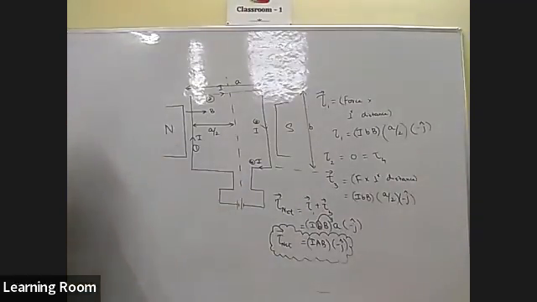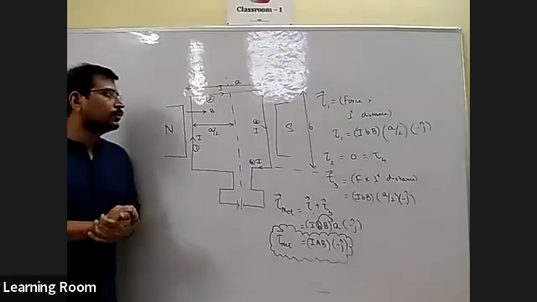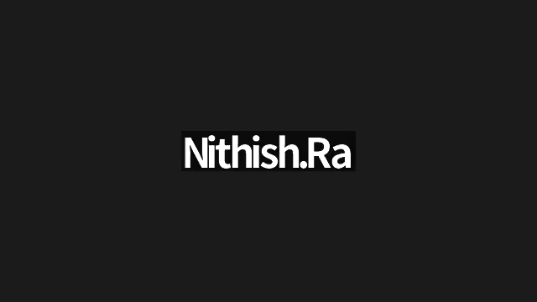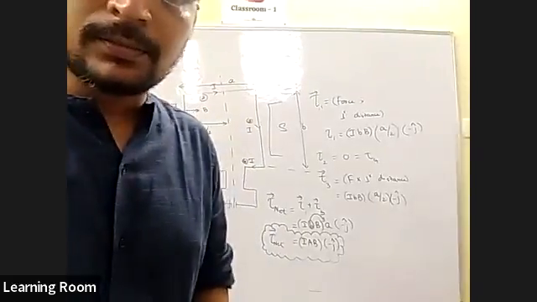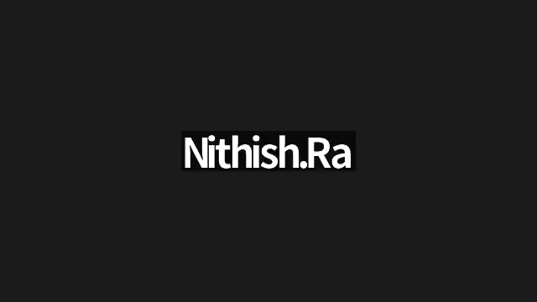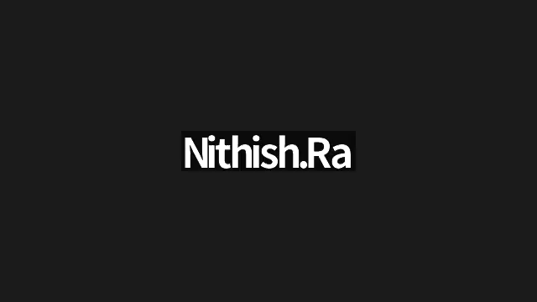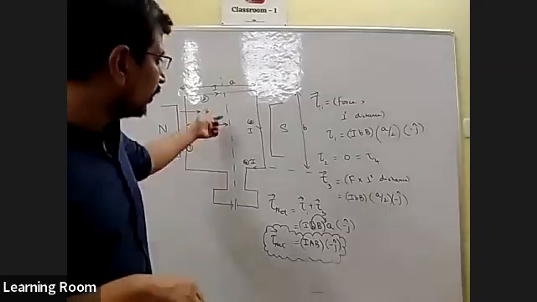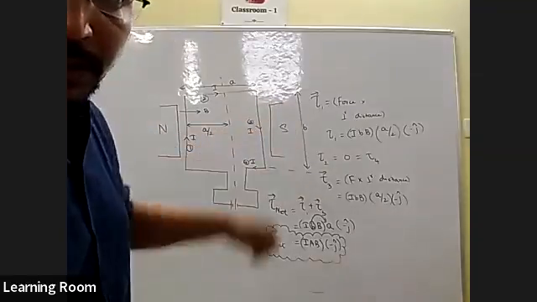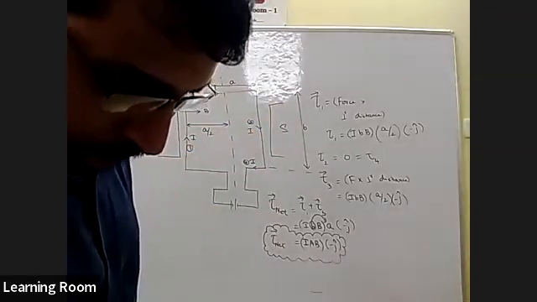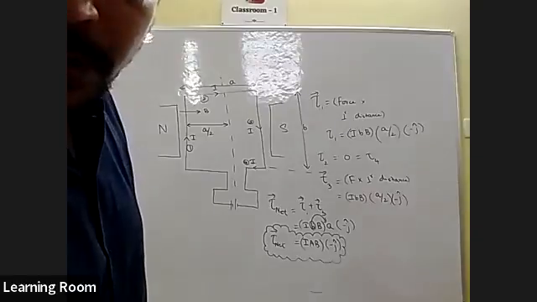Is everything clear? Those who are online, any doubt? Sir, how is torque 1 minus j cap? I didn't get the direction. Because the coil is revolving in clockwise direction. Did you understand that the coil is revolving in clockwise direction?